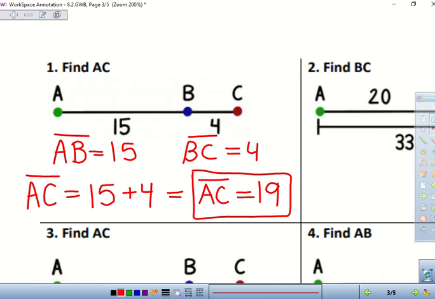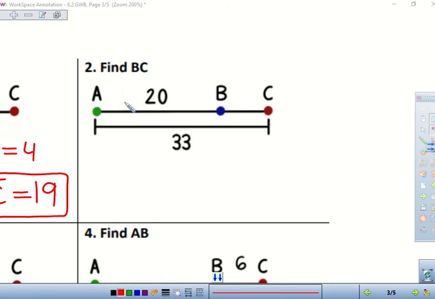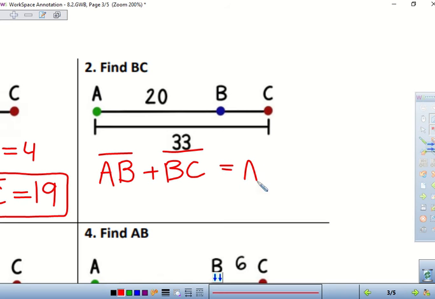So the next one here, they give us the length of AB, and they give us the length of AC. So we know that AB plus BC is equal to what? 33. Good, 33, or AC in general.